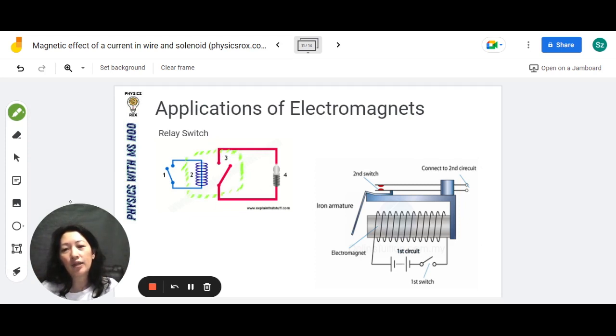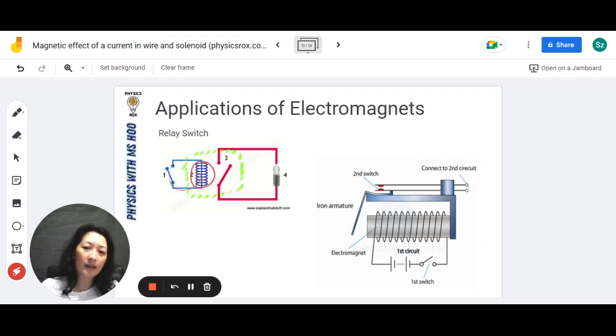So a relay switch is made up of a coil or a solenoid and a switch. I want you to think of this switch as being magnetic. So when you complete this circuit, this becomes an electromagnet, then it closes and attracts it. Then when you switch it off, no more current, it opens up again. So what's a relay switch?